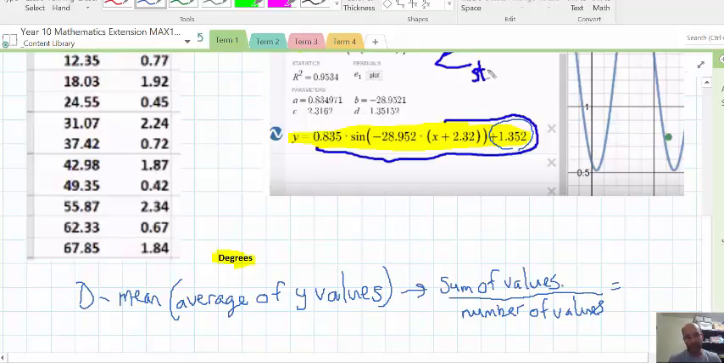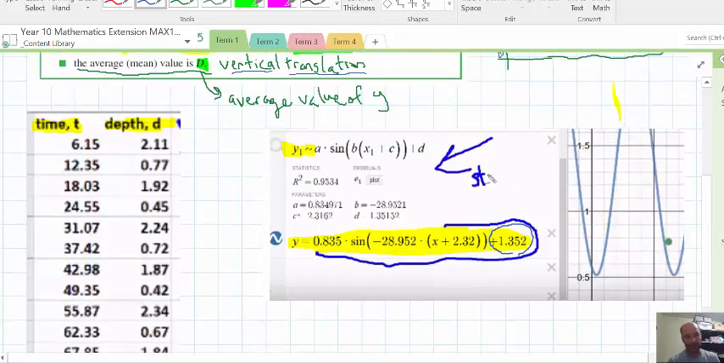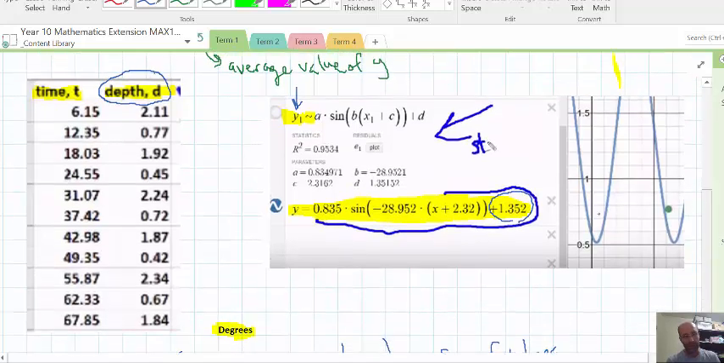So the D, as we just said a second ago, it's the mean or the average of all the y values. So to get an average, we sum all the values up and we divide by the number of values there are. Now, of course, y values means y-axis. From the previous video, you saw that we actually plotted depth on the y-axis. So we just need to add all these d values up, because that's the equivalent to the dependent variable, the y.